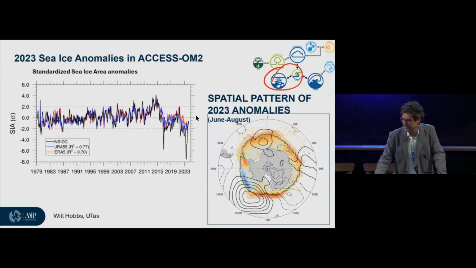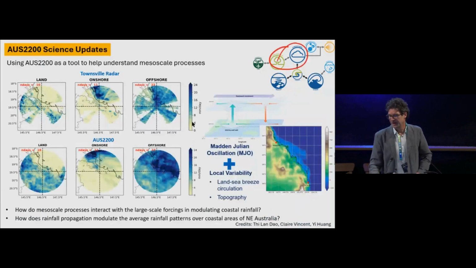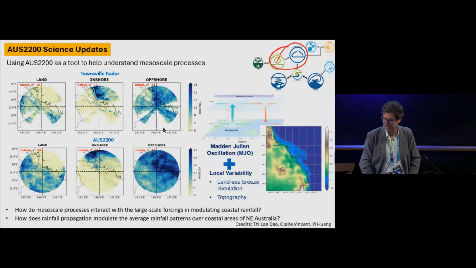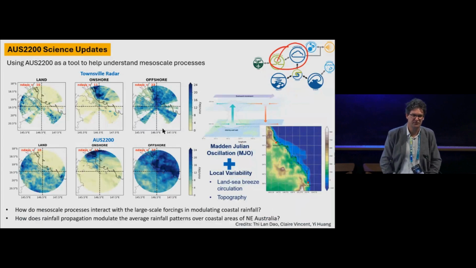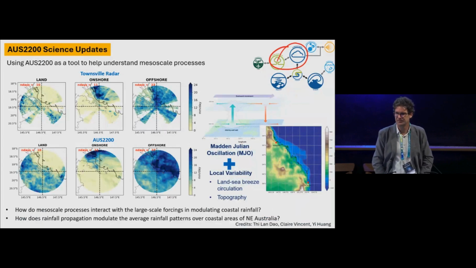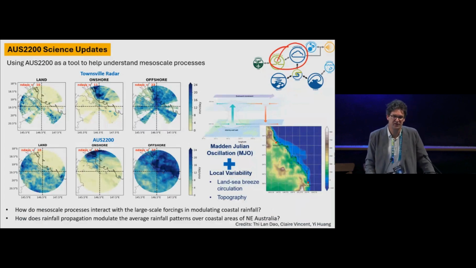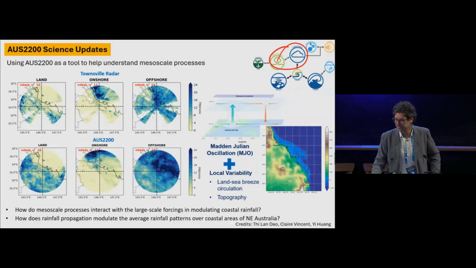Let's move up to the atmosphere, and this slide's from the CLEX OS2200 team, and OS2200, for those of you who haven't heard of it, is an implementation of the UM's regional nesting suite that allows us to run at 2.2 kilometre resolution over the whole of Australia. Of course, it's a pretty big simulation, so it's generally done in short bursts.